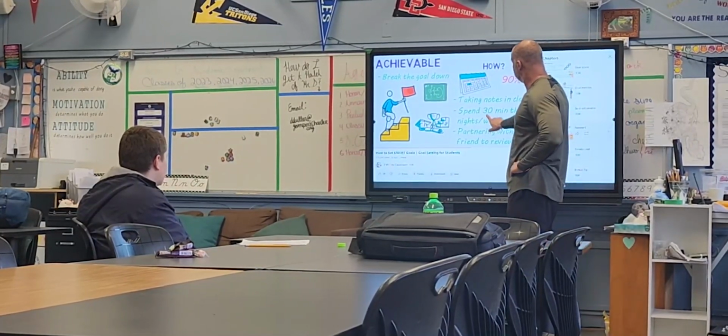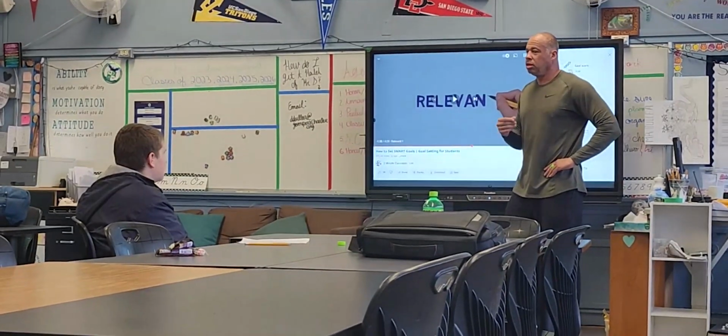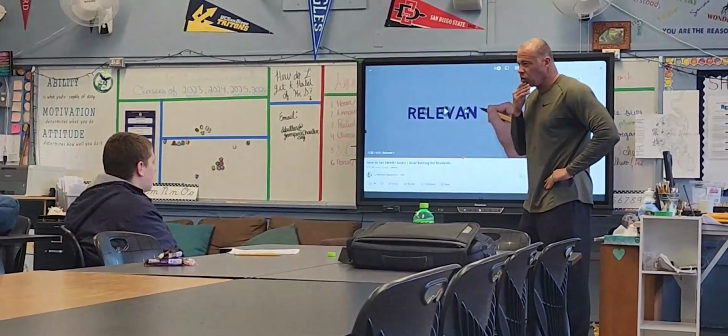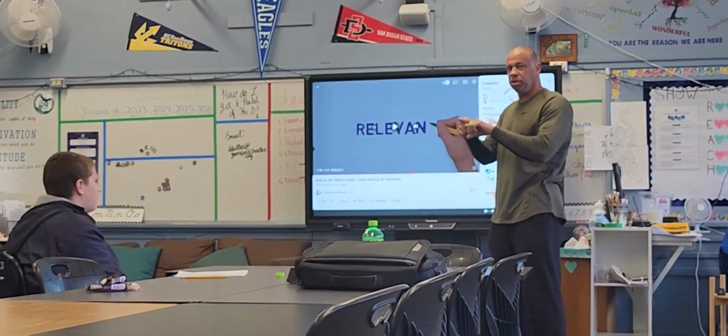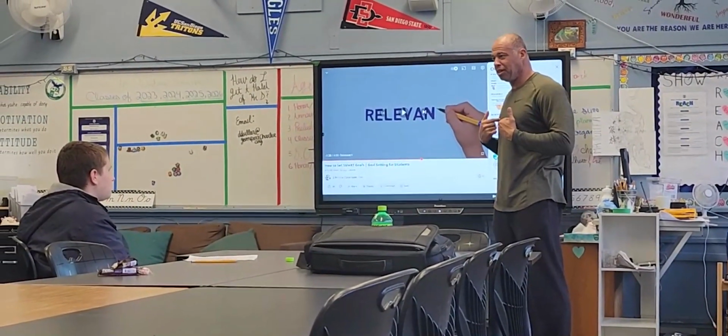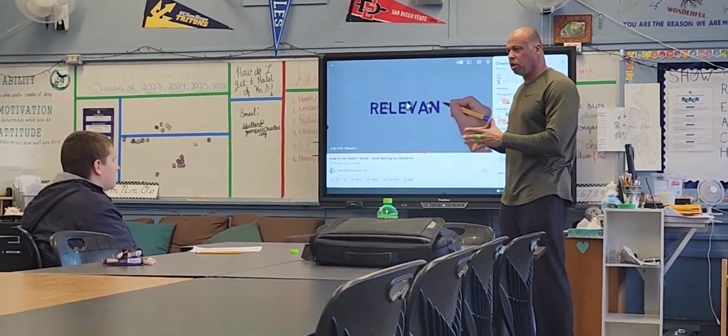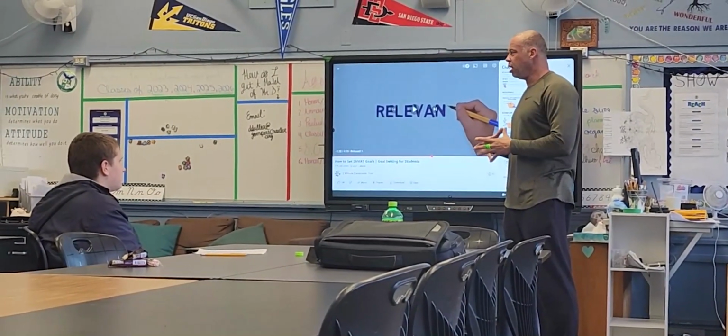The fourth step is to ensure the goal is relevant. So, achievable. Does achievable make sense as far as the goal? Because if I told you, all right, my goal is I want to be 7 feet tall, is that realistic? No. Because it's not achievable. You want it to be something that you can achieve.